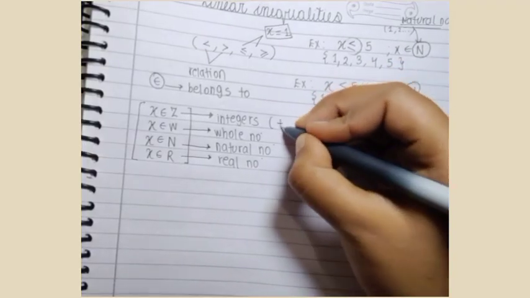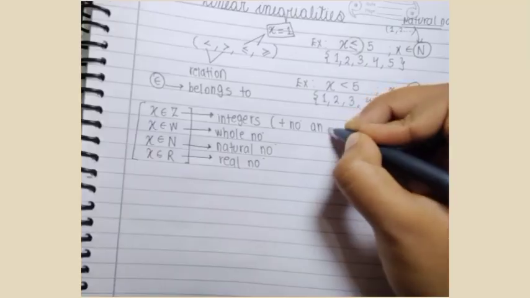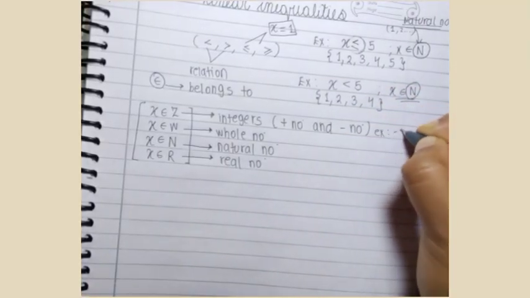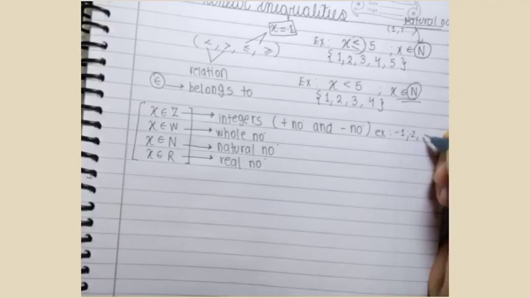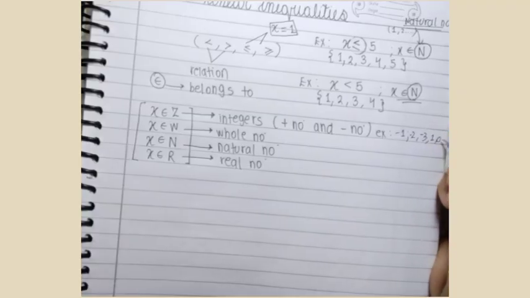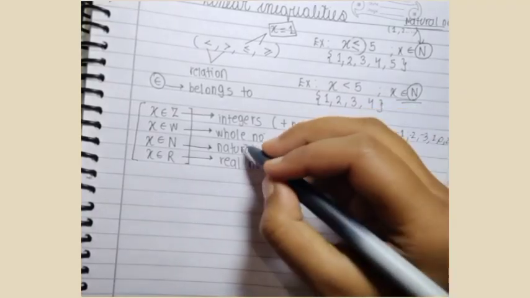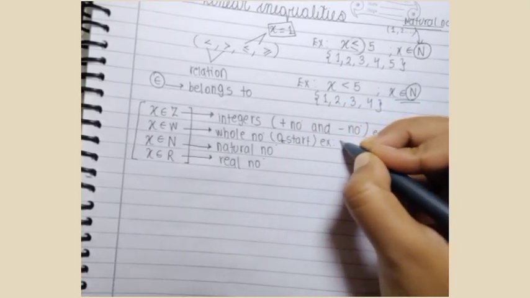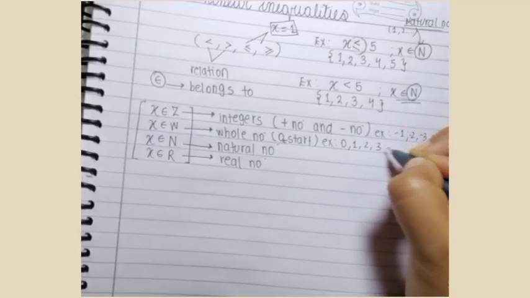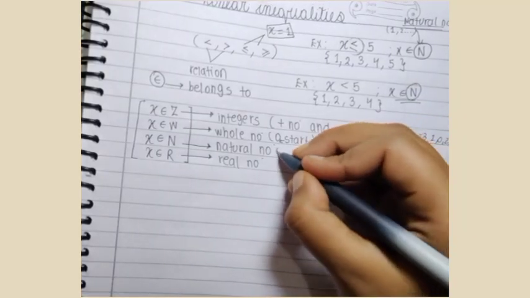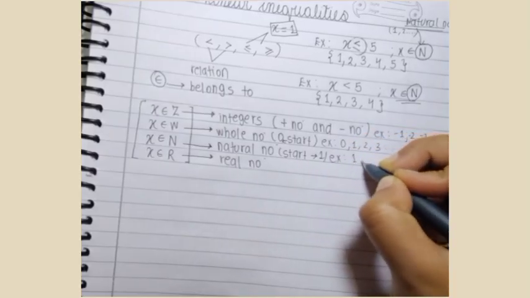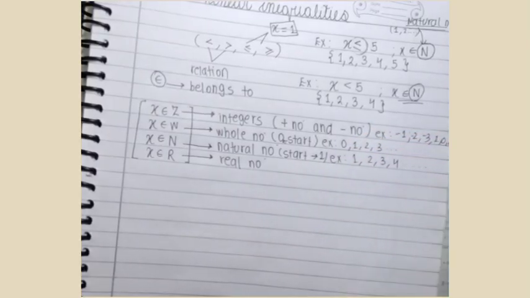Integers are both positive number and negative number. That means you can go on from -1 to -2, -3, 1, 0, 2, and so on. So whole numbers start from 0. They start from 0, as you can see, and they go on and on just like normal numbers, 0, 1, 2, 3, and so on. For natural numbers, they start from 1 and they go on just like 1, 2, 3, 4, and so on.